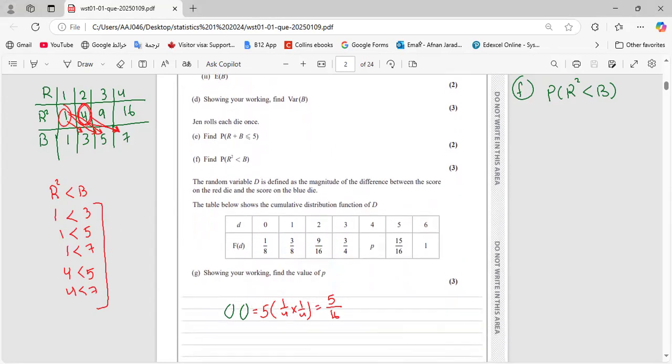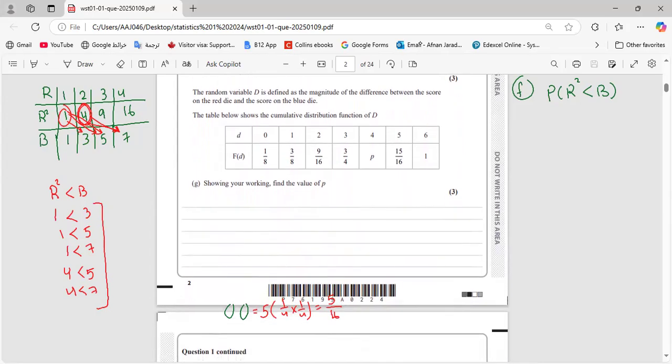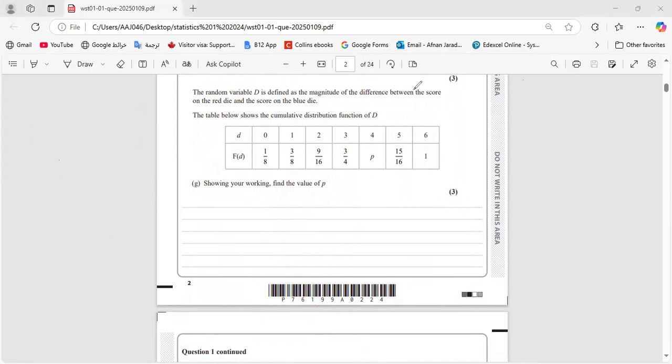G, okay, the random variable D is defined as the magnitude of the difference between the score of the red die and the score of the blue. So I need the difference between blue and red. The table shows the cumulative distribution. Show your working and find the value of P. How can I find the value of P? P is a cumulative distribution.